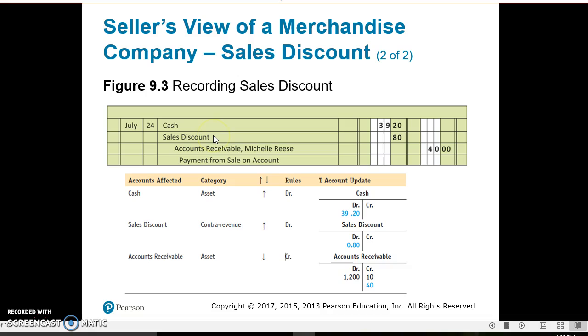If you're doing a sales discount, you're going to record your cash and your sales discount as debits, and your accounts receivable is the whole amount that they actually owed you.